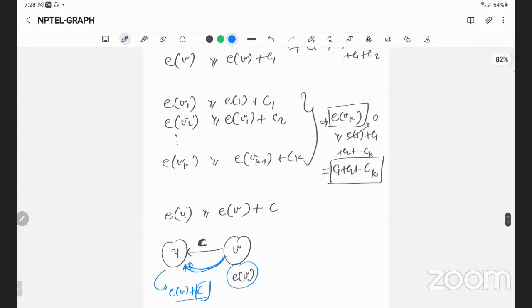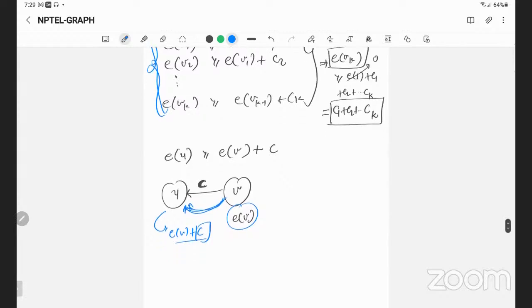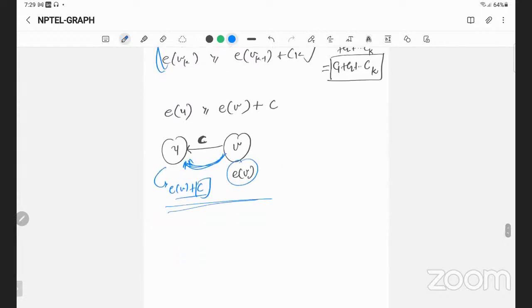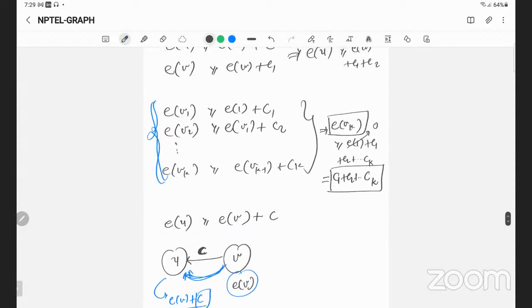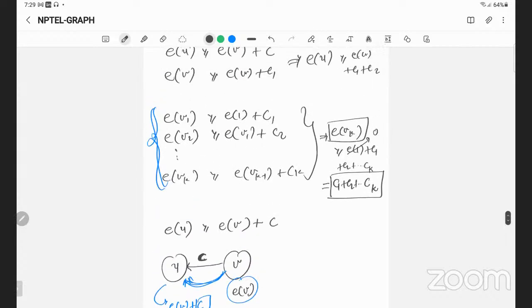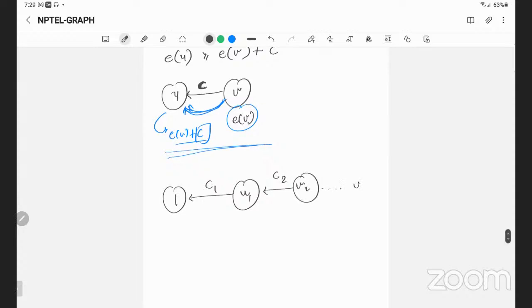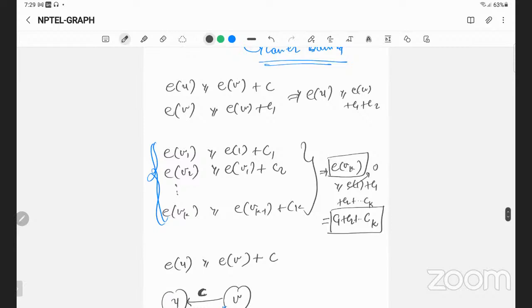So now if you want to combine all of these inequalities in terms of a graph, this type of graph, we'll get vertex 1 which has an edge from vertex V1 which has weight C1. There is vertex 2 which has an edge from V2 to V1 with weight C2, and which will go to vertex Vk which has weight Ck. Right.